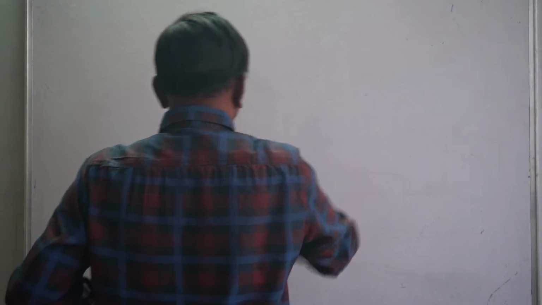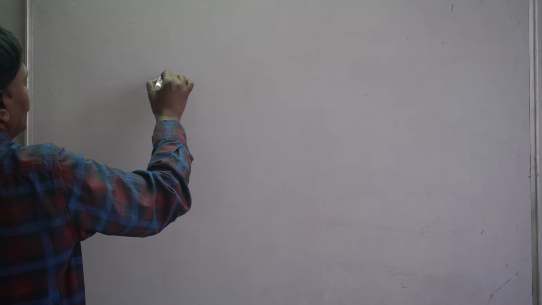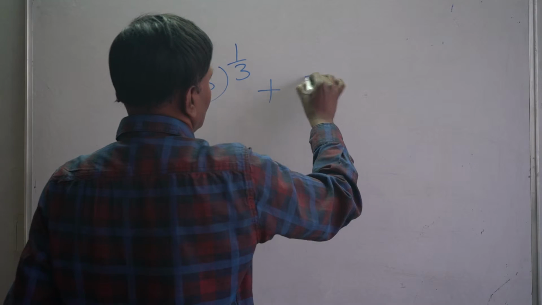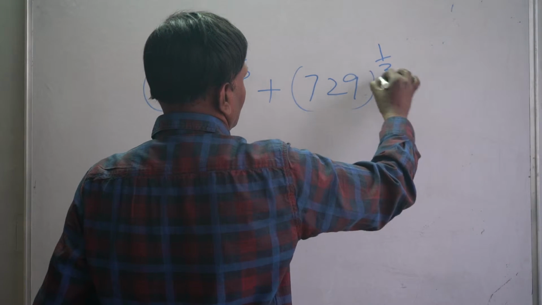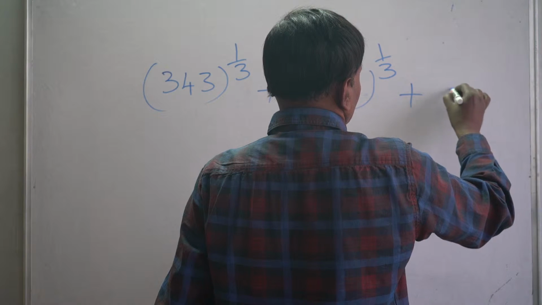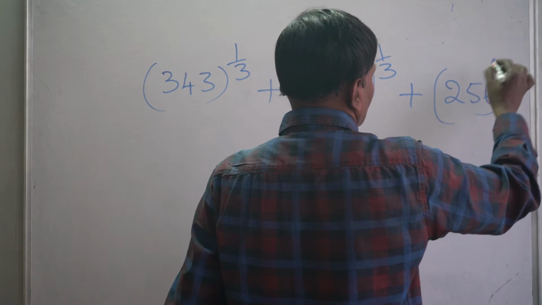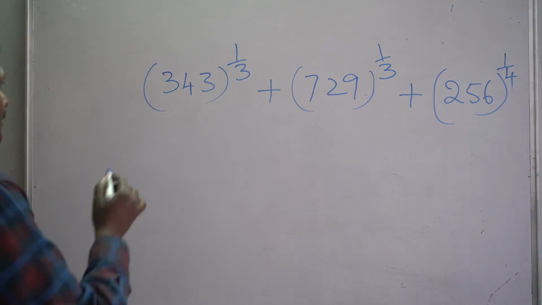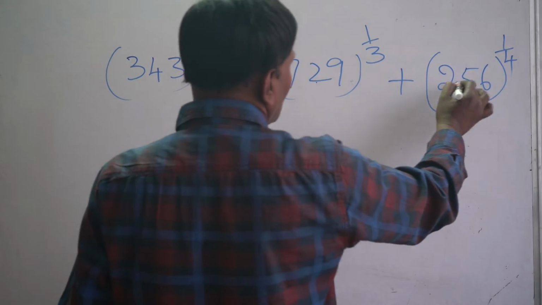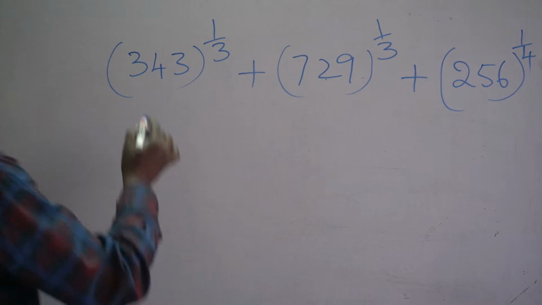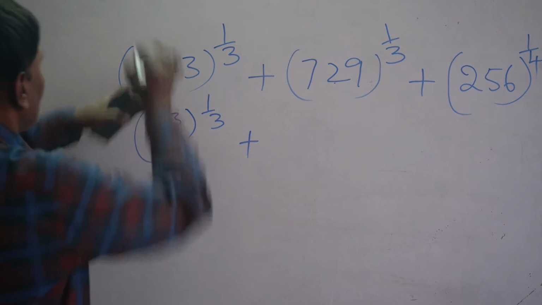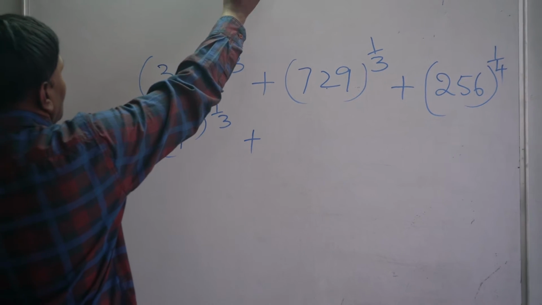We will see one more problem based on that. See, 343 to the power of 1 by 3 plus 729 to the power of 1 by 3 plus 256 to the power of 1 by 4. This can be written as 7 cube to the power of 1 by 3. 7 cube is equal to 343. Okay. This is 49 into 7. This is 343.